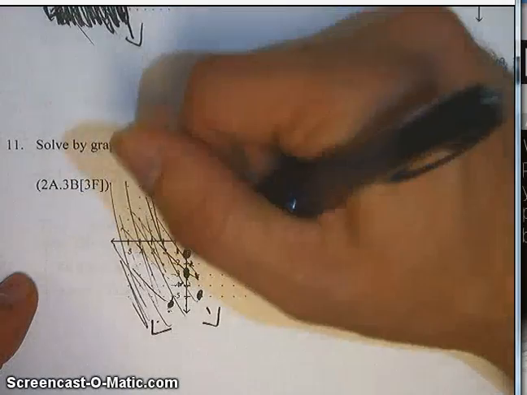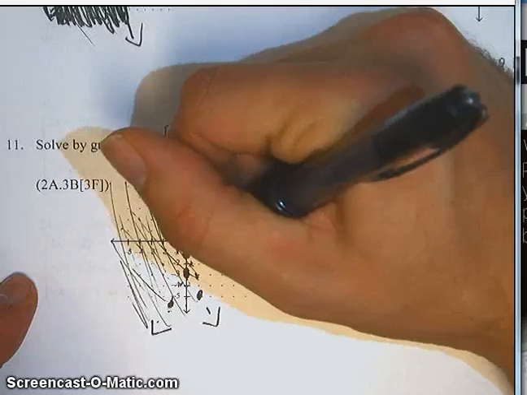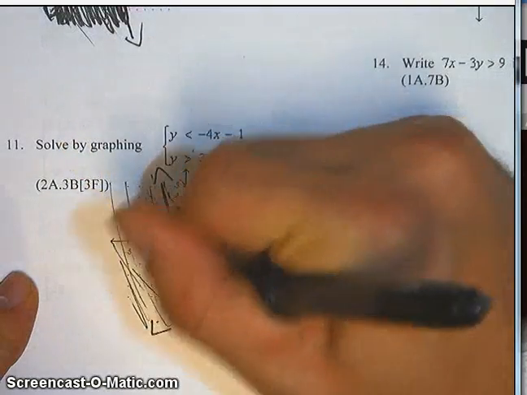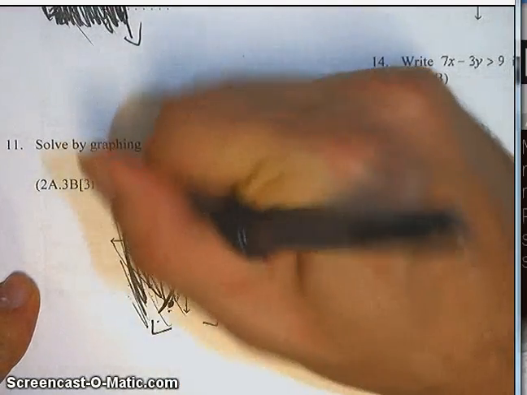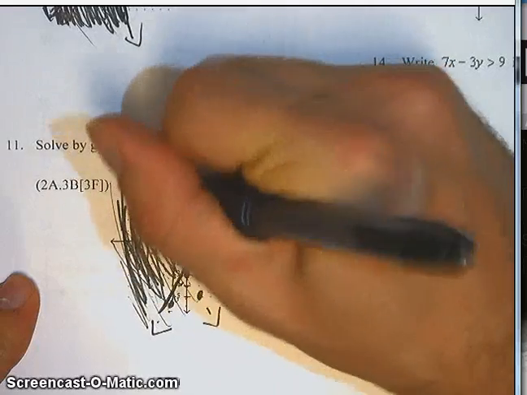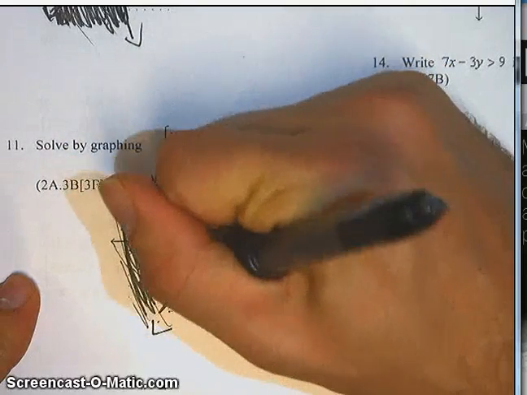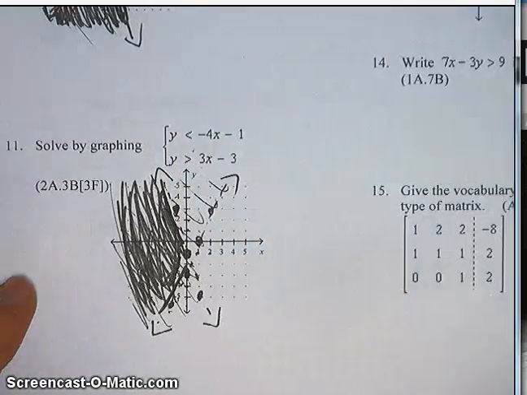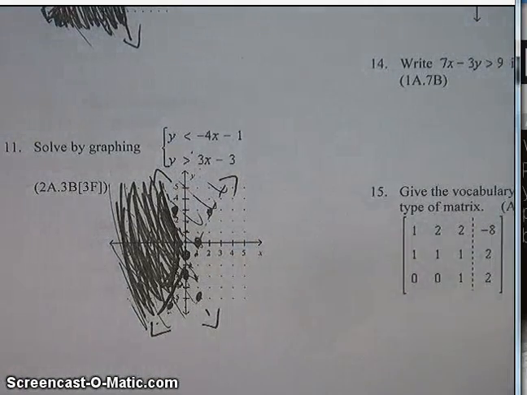And where is the region that I shaded twice? That's the region that I need to make nice and dark, because that's the solution set. Okay? That's how you do number 11. Let's go on to number 12.